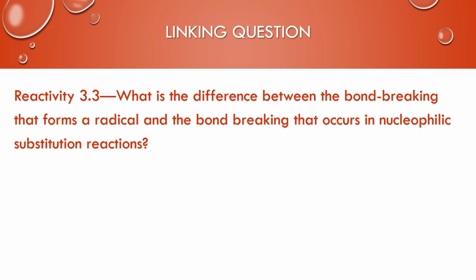And this, of course, links to Reactivity 3.3, where we talked about free radicals and their reactions. The bond breaking that forms a radical is homolytic fission, which usually requires UV light. And the bond breaking that occurs for nucleophilic substitution reactions is heterolytic fission. So one of the two atoms will gain both of the electrons from the bond.